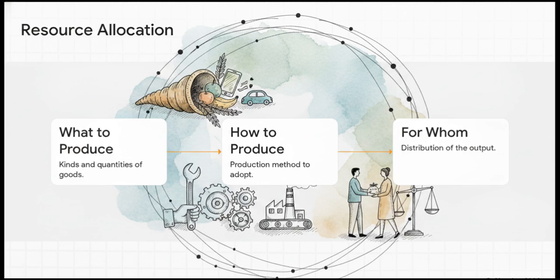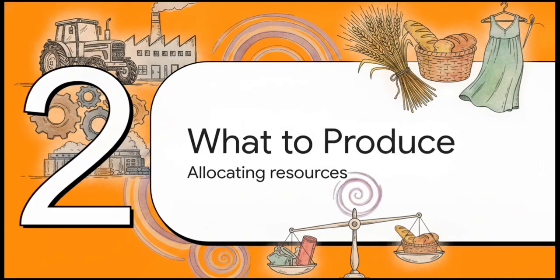resources. Step 1, what kinds and quantities of goods should be produced? Step 2, exactly how shall they be produced? And step 3, for whom are we producing them? These three questions literally form the bedrock of all economic activity. Section 2. What to produce, allocating scarce resources.